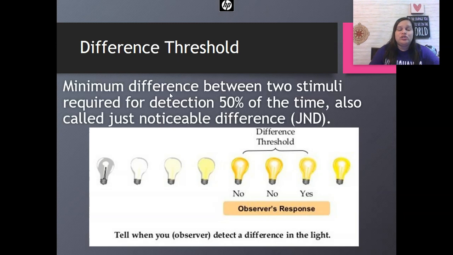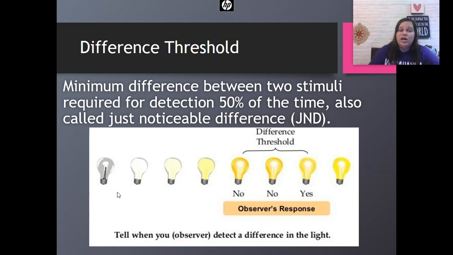The difference threshold, also through Fechner, who studied this, said that there's a minimum difference between two stimuli required for detection half the time. And he also called this the JND. So if the lights were already on, like in our classroom or in your bedroom, how much would the lights have to change, get brighter, before you noticed that there was a difference? So that's kind of what's being depicted here.